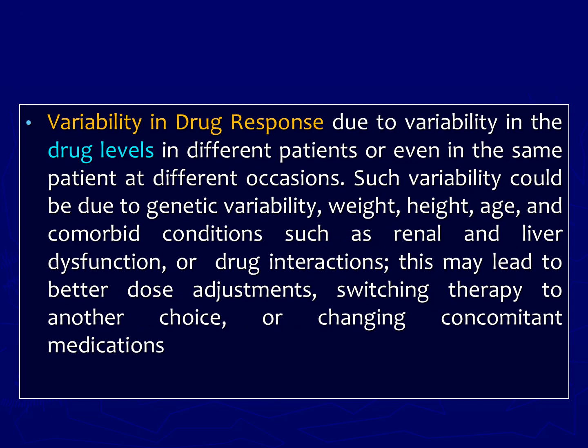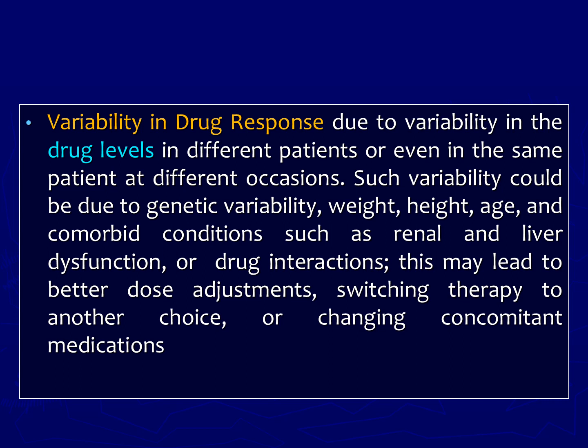Second point is variability in the drug response. This is very common. It may vary from person to person or even in the same person on different occasions. So that leads to variability in the drug levels. This variability may be due to genetic variability among different populations, or it may be due to weight. Over a patient, they restrict the normal or equal level of the drug in the body. They may produce variability in the different tissues.